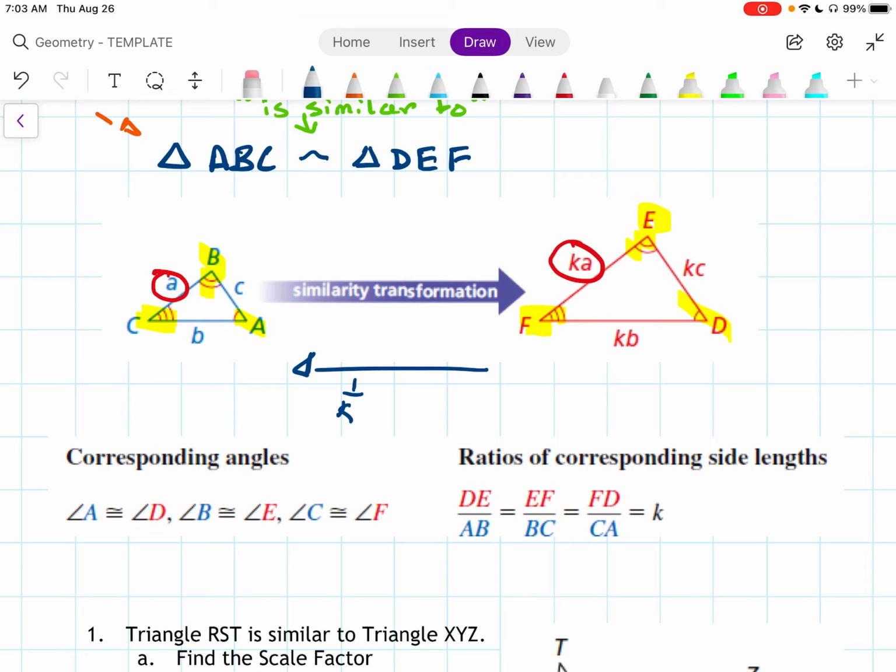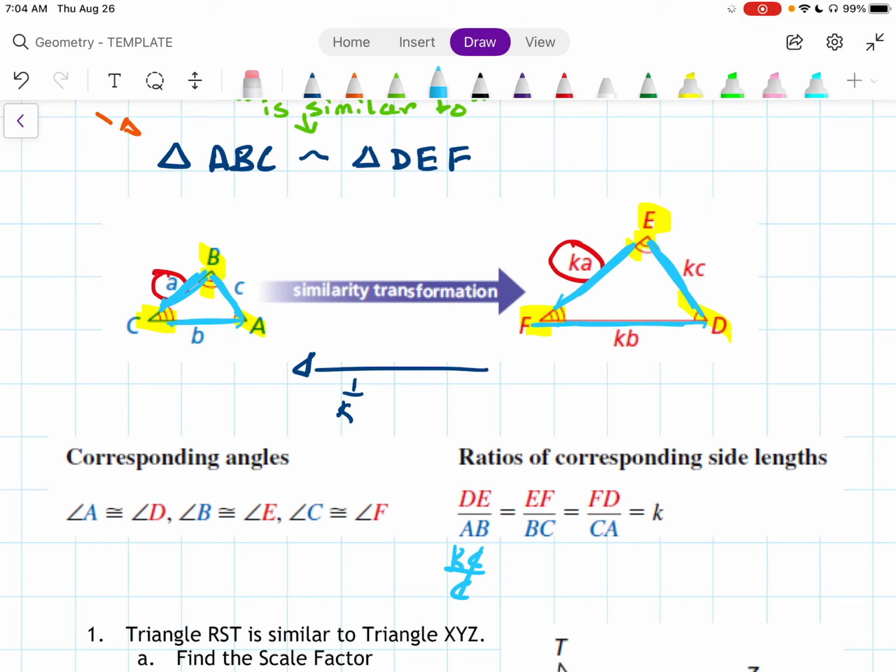For the sides, they're all listed as like a ratio. So we have DE, which is this here, over AB, and then EF over BC, and FD over CA. So each time, each of those would be equal to K, right? Because for DE, it is KC, and then AB is just a plain old C, right? So you cancel the C's out and you're left with K.